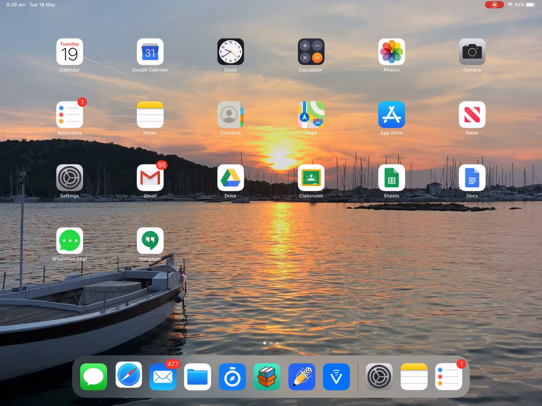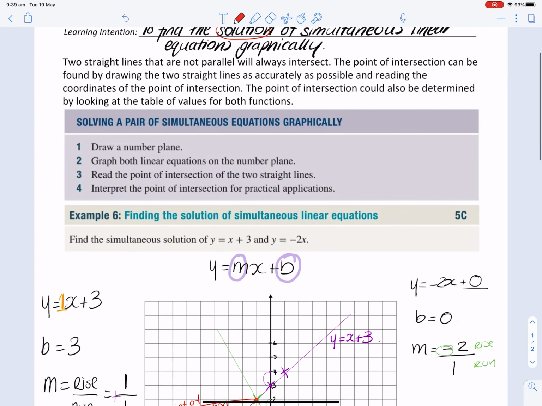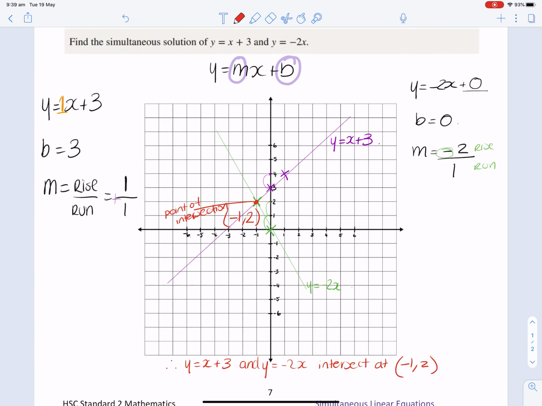Hopefully that's nice and clear for you. Make sure you're using a ruler and you are drawing your axes very neatly and evenly. You want your x and y axes to be evenly spaced so that your point of intersection is very clear.